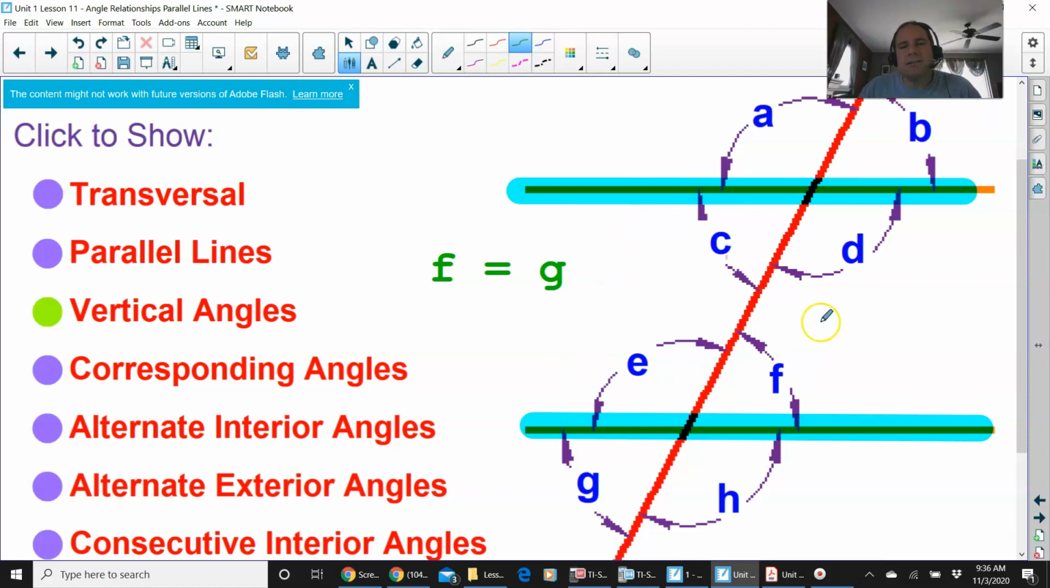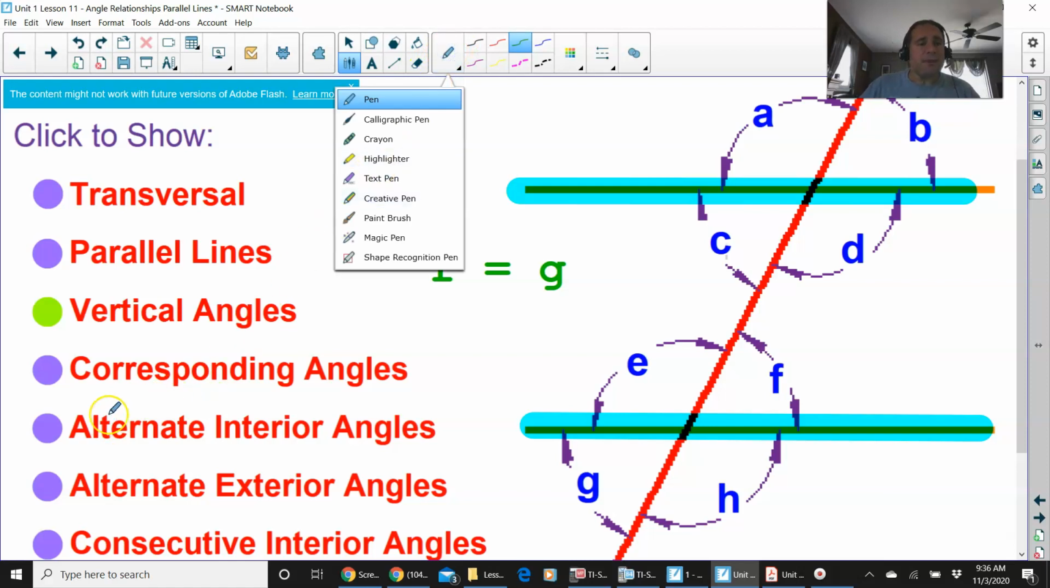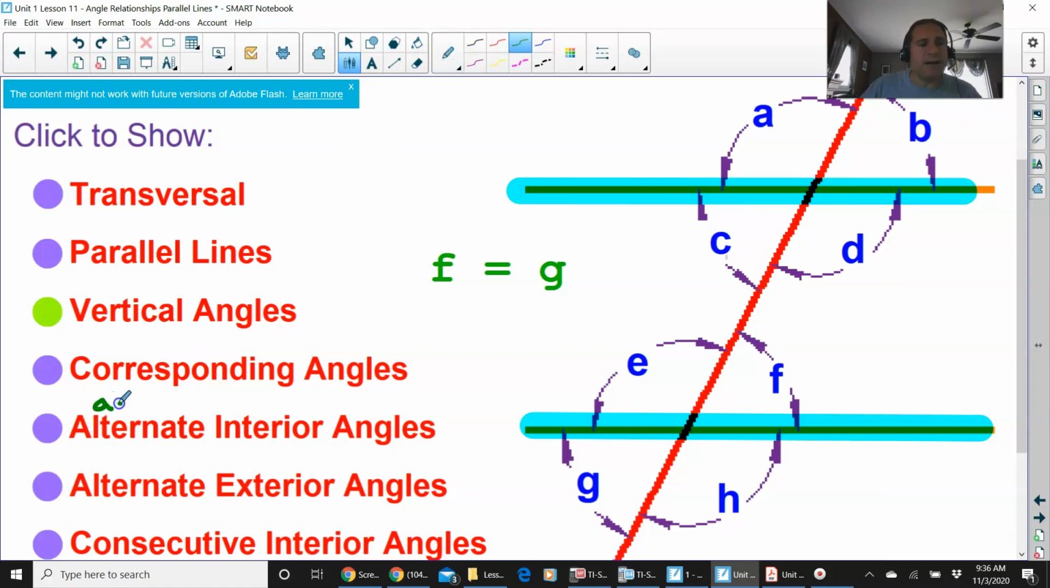So inside all of these angles, C, D, E, and F, they're known as interior angles. Interior angles are inside the parallel lines. Alternate interior angles are across from each other. So when it says alternate, you have across. That word alternate means in cross. Interior means inside.